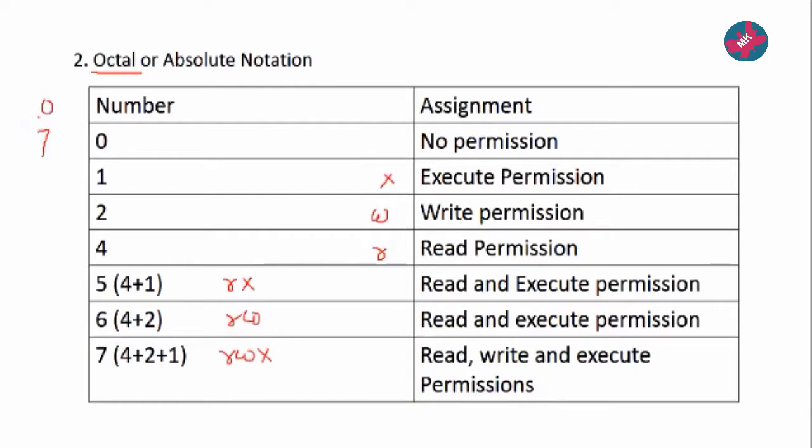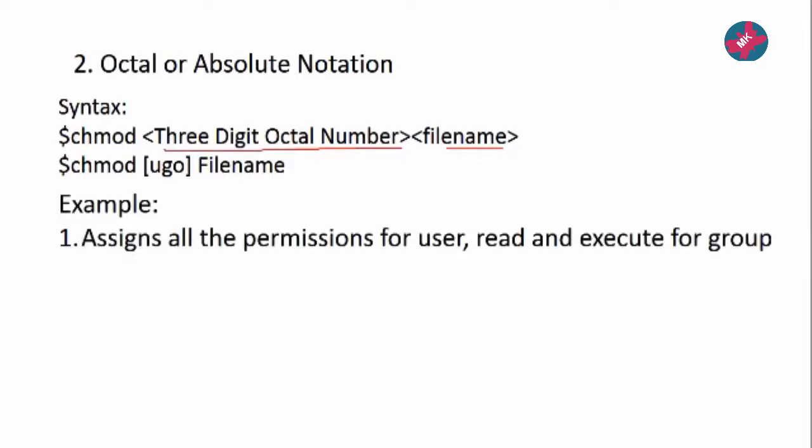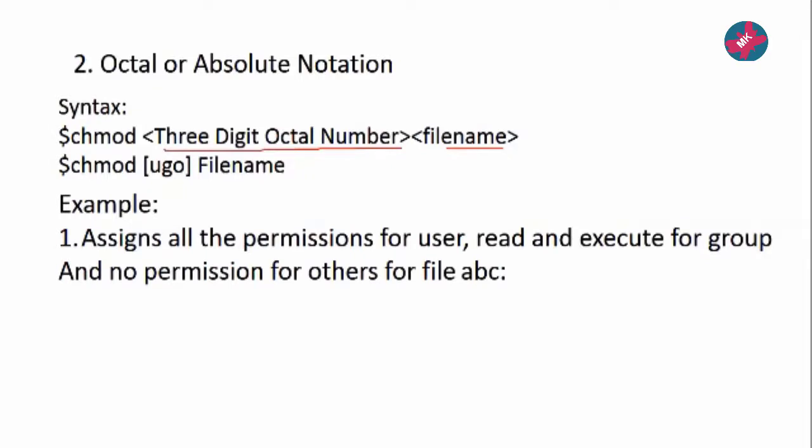So let us now see again how this syntax is and we will refer to a particular example. Now here the syntax is: a 3-digit octal number is to be written and the file name is to be written. Now say suppose take one example. Assign all the permissions for the user. All permissions means what? From the last table we have seen that if all three permissions are given, then the number 7 is to be used. So we are going to use the number 7 for the user.